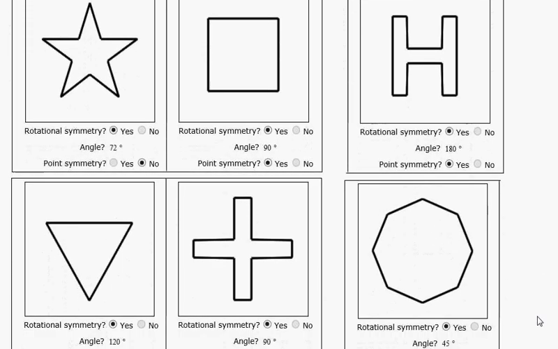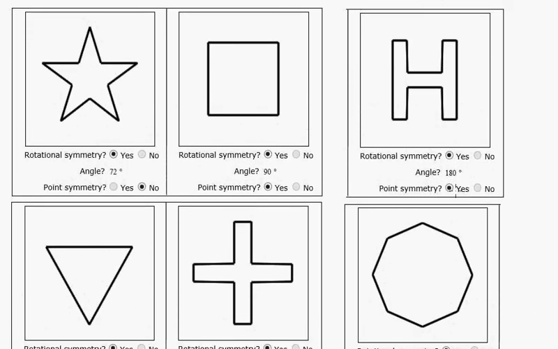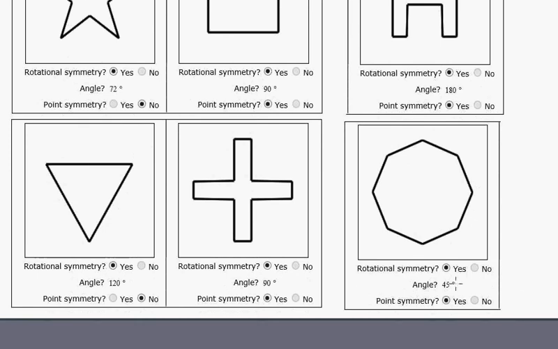Let's check my answers real quick, see if I'm right. Yes, yes, yes, yes. Yes, no, good, 72 degrees. So far so good. 45, yes, yes, yes, yes, no for the triangle. Okay, I hope that gives you some insight.